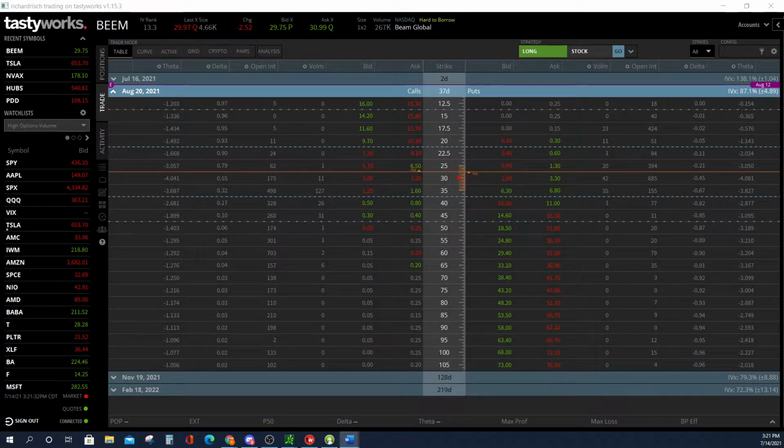So don't worry about credit spreads, Giselle, because I think the faster growth is going to come from debit spreads, either on the call side or on the put side.